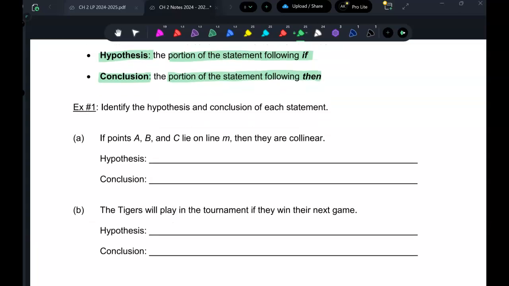If points A, B, and C lie on line M, then they are collinear. Now we're not going to include the word if. Points A, B, and C lie on line M. And the conclusion, they are collinear. This is where I said it's going to seem like an English class for a moment.